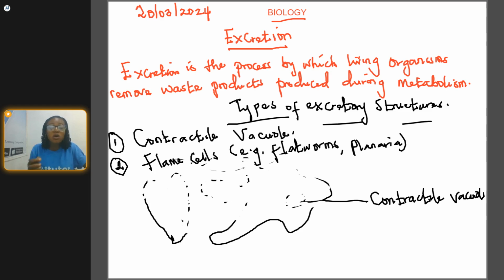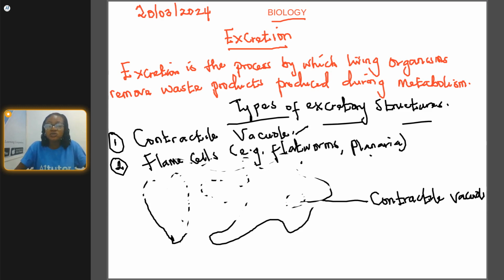It functions in almost the same way because we are looking into the excretory structures. And don't forget, the topic we are treating is excretion. So we are trying to check and compare the different excretory structures in accordance with the different organisms that we have. I have made mention of the organisms where you can find the contractile vacuole, and number two, which is flame cells. It is the excretory structure of flatworms and planaria.